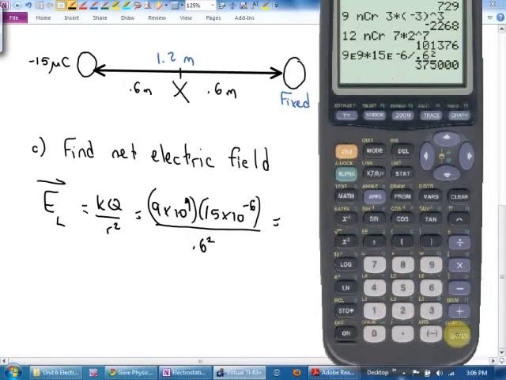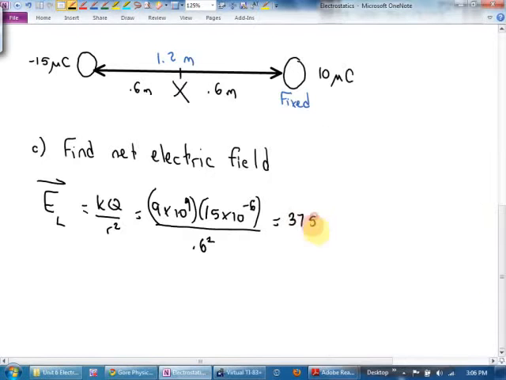Electric field of 375,000. Units. Greg, how can you figure that out by looking at your formula sheet? There is an equation with F and Q and E in it. Yes? It is newtons per coulomb.